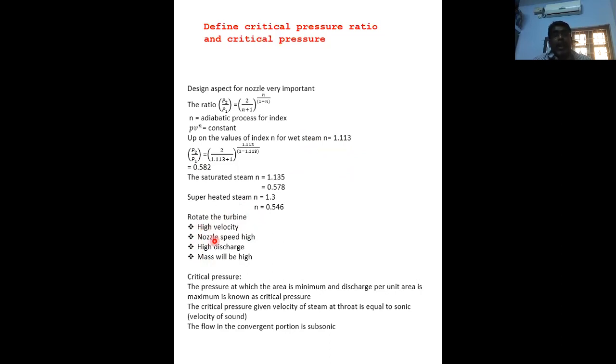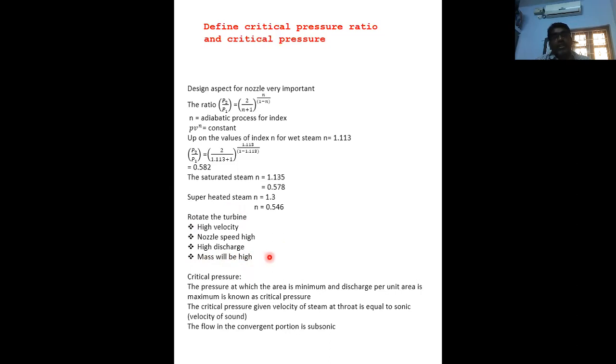The first point is high velocity; we have to rotate the turbine with high velocity. The second point is that nozzle speed is also high. The third one is high discharge, and the fourth one is mass flow. If we achieve all these four parameters, then only do we get better efficiency.